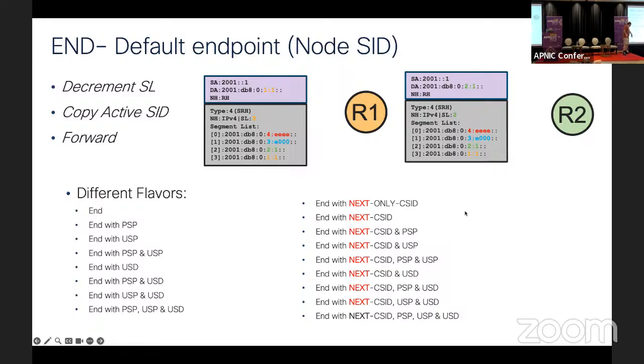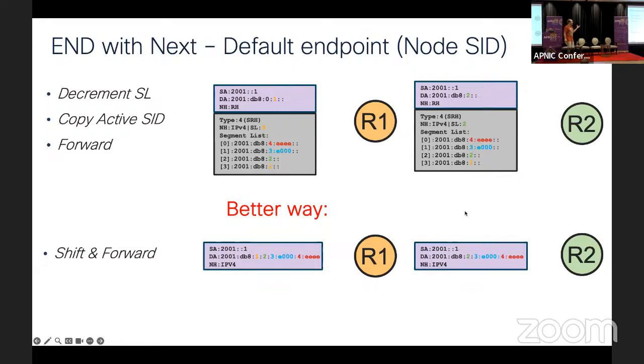There are different names. There are PSP, USP. I'm not going to go into the details. Important, well, this is really end of the segment, but the same set is always end with next. And this is what I've described, right? The next actually means shift and forward on top of decrement segments left, copy active SID, and forward it, right? This is default endpoint. It's called end, and it's end of the segment. And this is that example with the end with next, right?